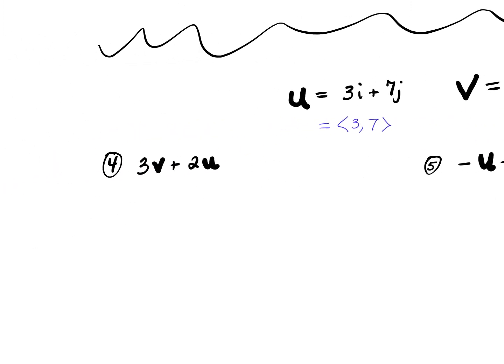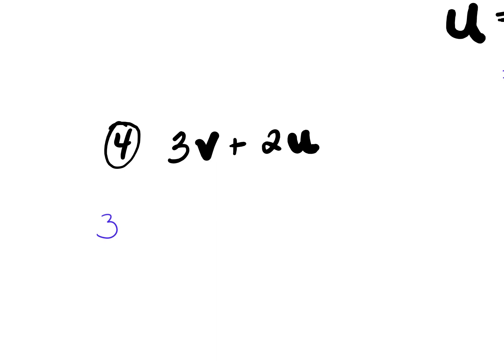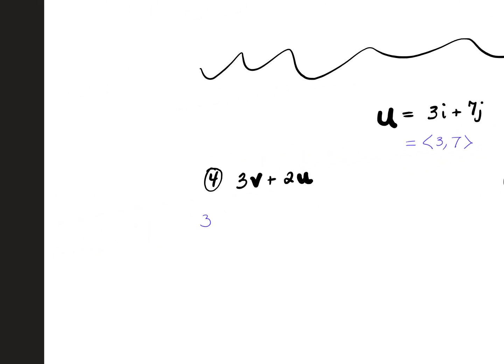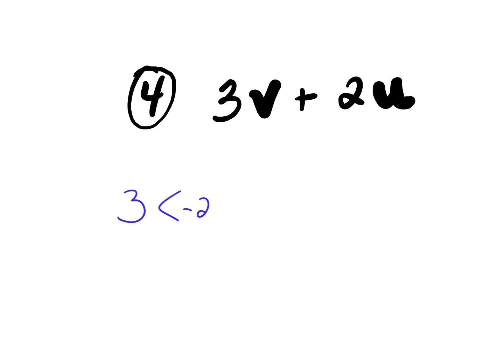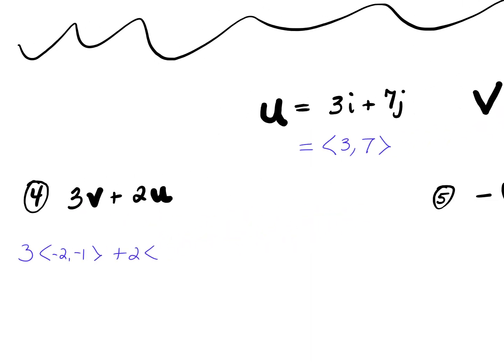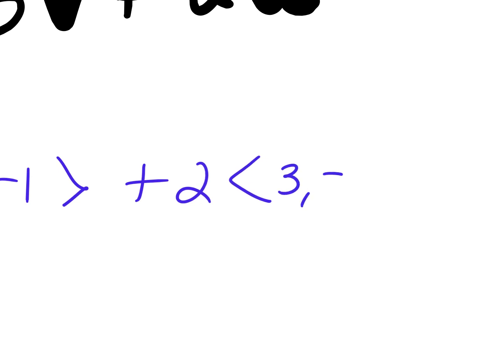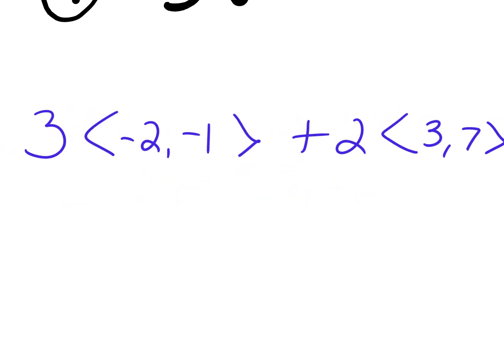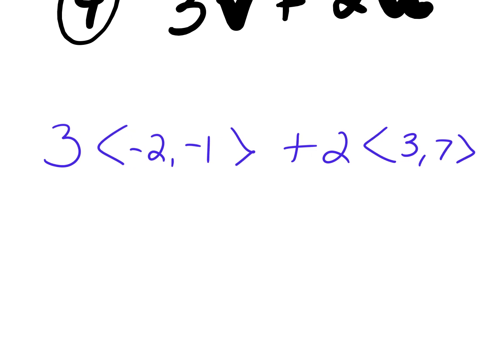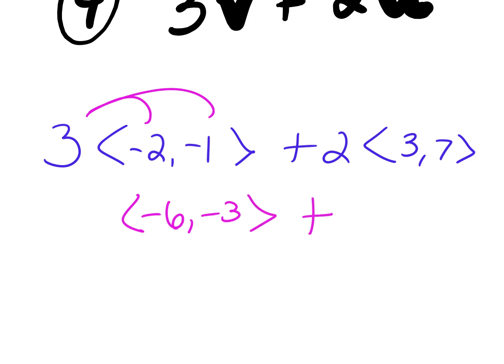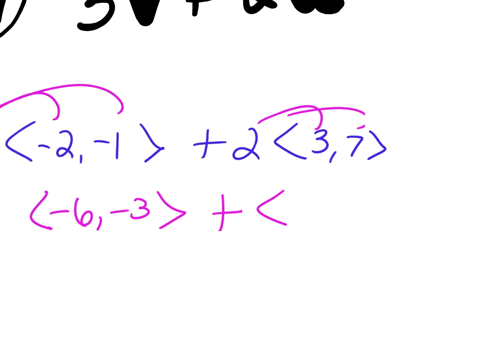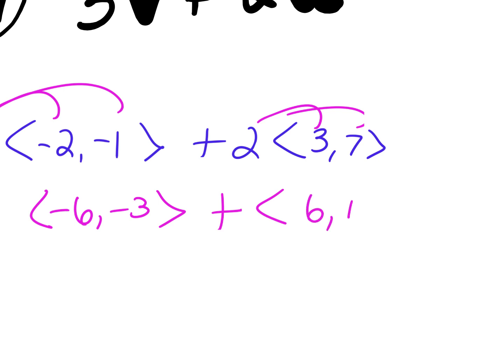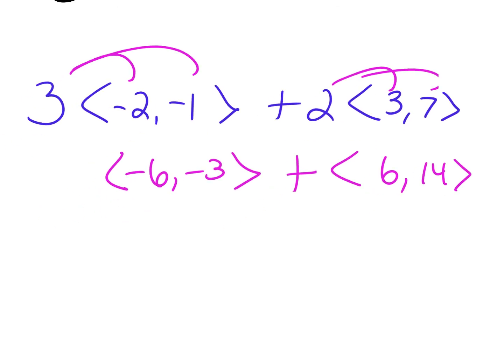Let's do these 3 together, and then we're done. This says 3 times vector V. What's V? Negative 2, negative 1. Plus 2 times U. What's U? 3, 7. Okay. All right, do I combine first or multiply first? Multiply first, good. So this becomes negative 6, negative 3, correct? Plus, what's my second vector? 6, comma, 14, perfect.